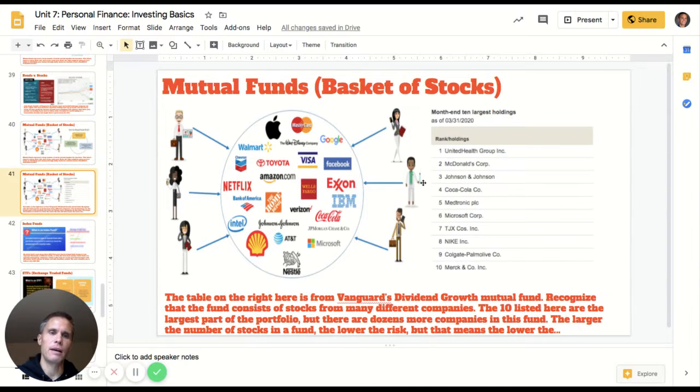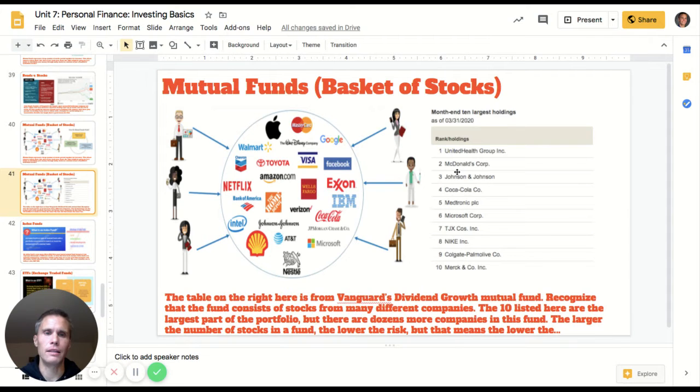So I want to give you an example of a particular mutual fund. This information comes from the Vanguard Dividend Growth Fund, and these 10 companies constitute the largest portion of that mutual fund. I want to draw your attention to the specific industries of those funds. You have United Health, Johnson & Johnson, Medtronic, okay? You have Merck. All 4 of those are companies within the healthcare sector.